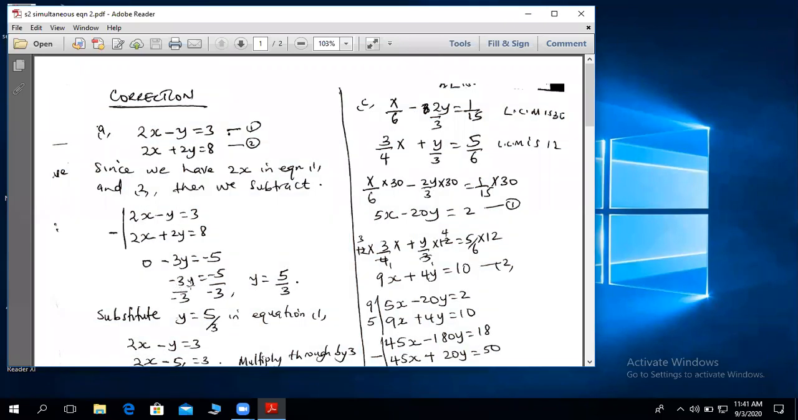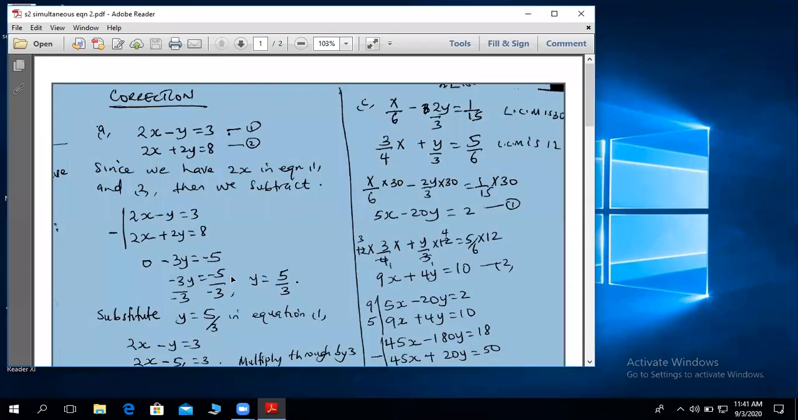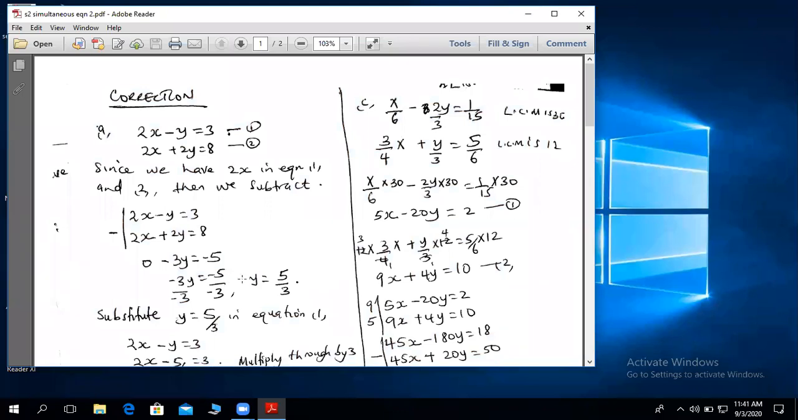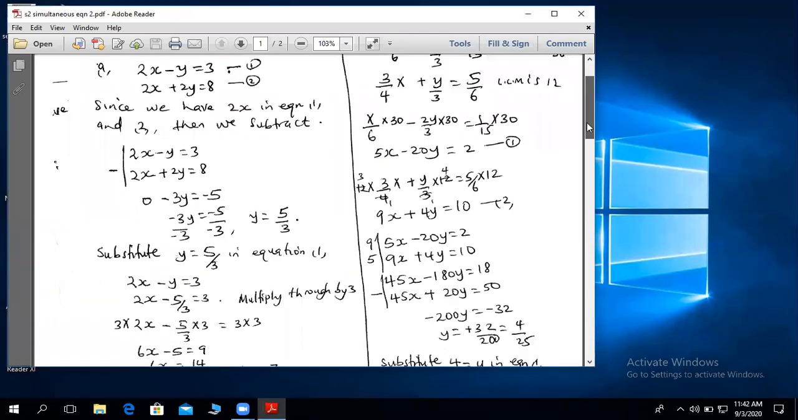So when I divide by negative 3, that's where I end up. I get the answer being negative 5 out of negative 3, and the answer will be 5 out of 3 as the value for y. So when I get 5 out of 3, I will substitute it in any one equation of my choice.